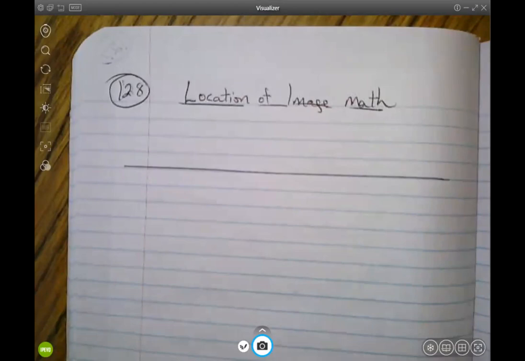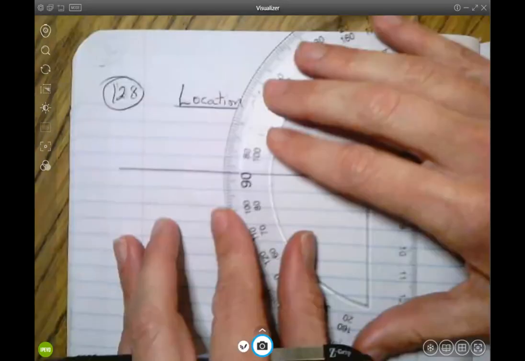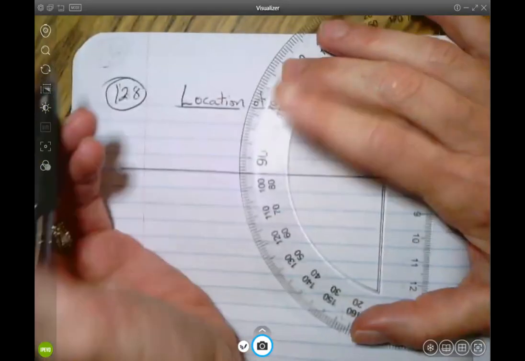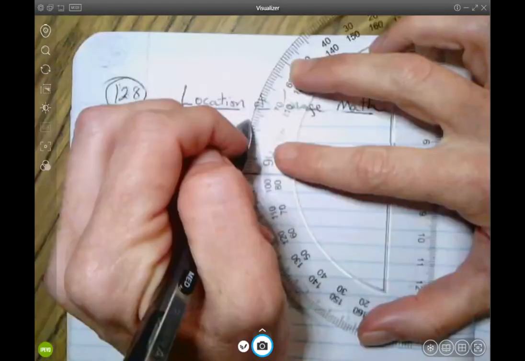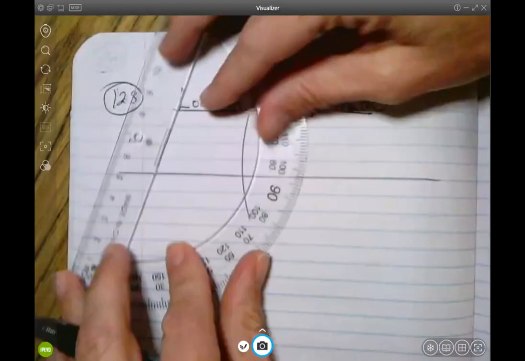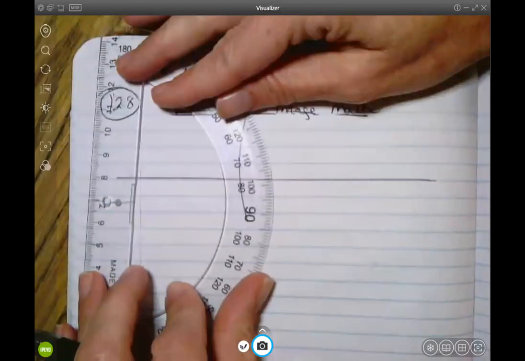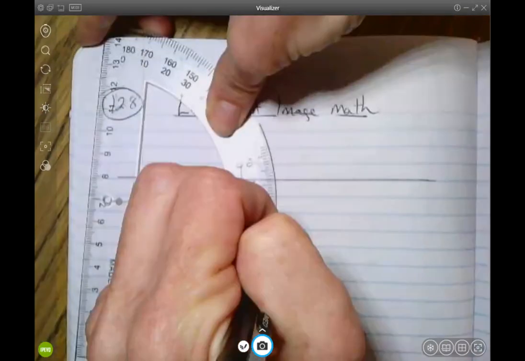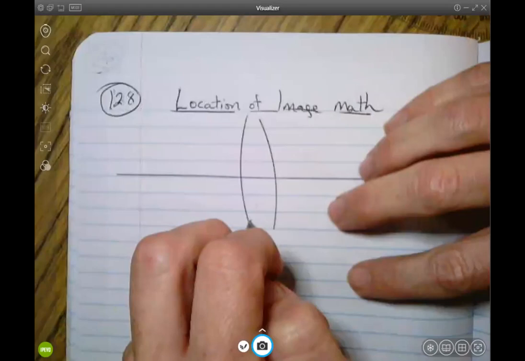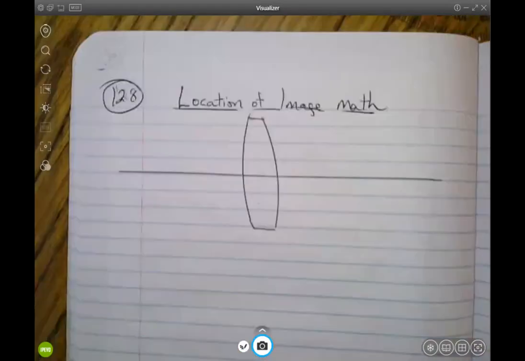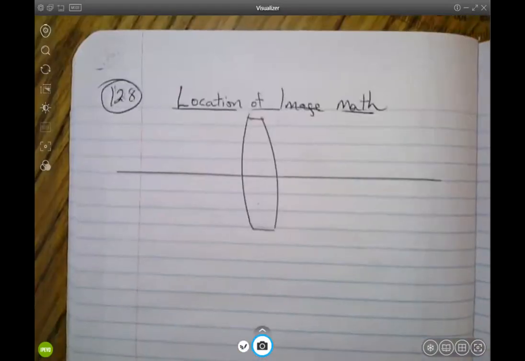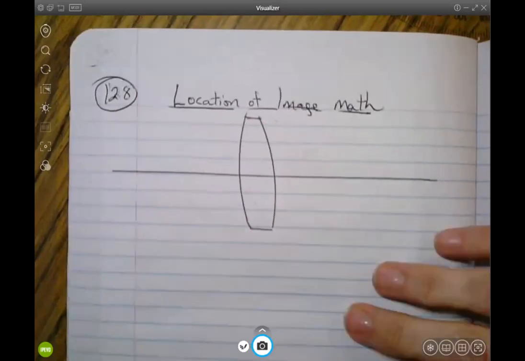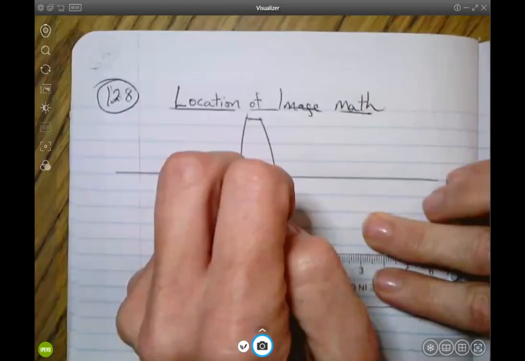All right, now I want you to draw a quick concave lens sort of in the middle. You can rough it out. It does not have to be perfect. Just kind of sketch out a concave lens here. No, sorry, convex is what I meant to say. Okay. Now let's put a dot sort of right in the middle.